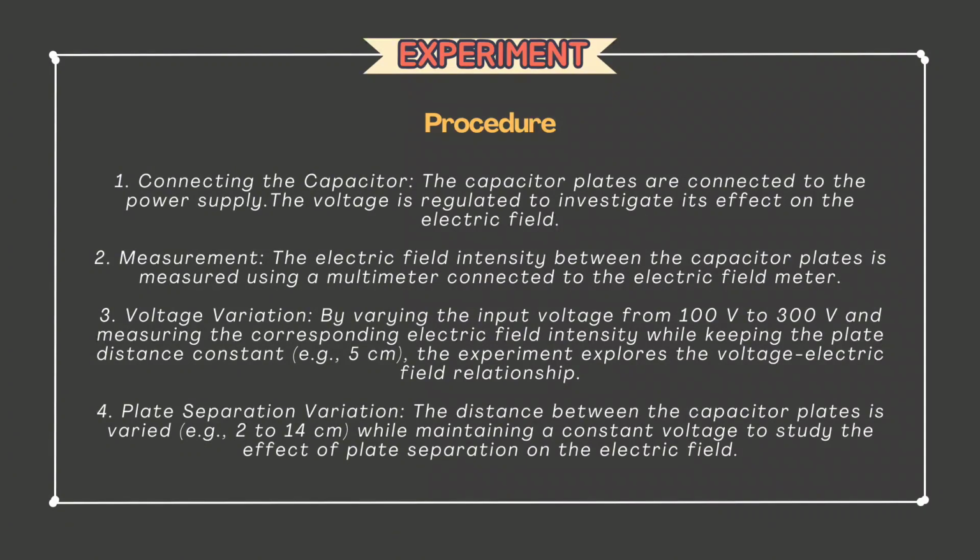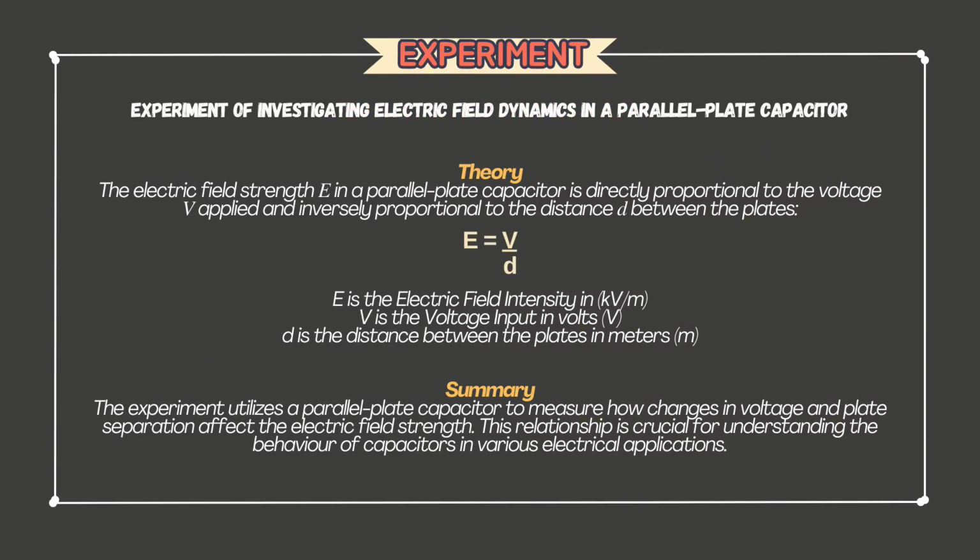For part 2, we will be changing the distance between the capacitor plates, from 2 cm to 4 cm and 6 cm and so on until 14 cm, while maintaining a constant voltage to study the effect of plate separation on the electric field. For the theory part of this experiment, we use E equals V divided by D to find the electric field intensity of the capacitor. In the formula, E stands for electric field intensity in kilovolts per meter, V is the voltage input in volts, and D is the distance between the plates in meters.